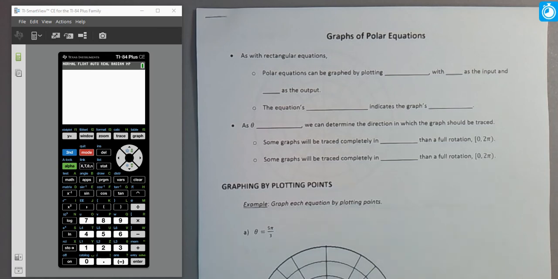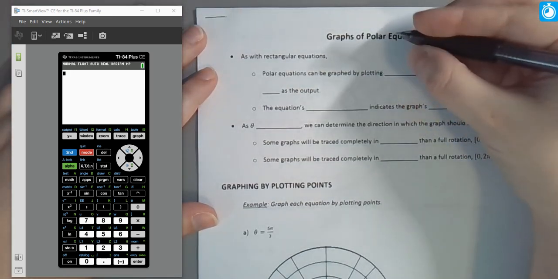Just as with x and y, polar equations can be graphed just from their structural standpoint. So if we know what the structure of the equation is, that's going to indicate what kind of graph we can expect. And we can also graph by plotting points, which is what we do with rectangular coordinates as well.